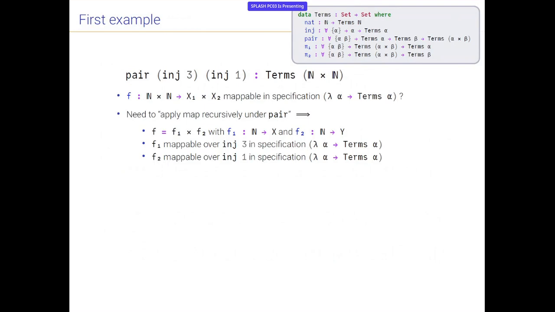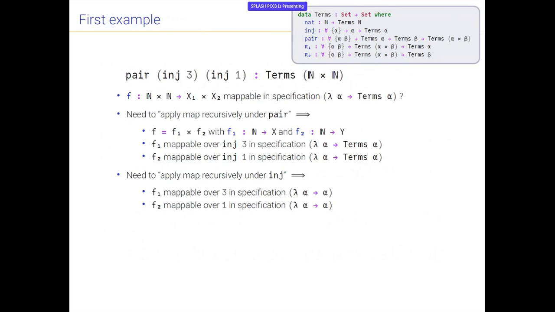Okay, and now I continue my recursive calls. I need to see if asking for f1 to be mappable over int 3 entails more constraints or not. Well, it happens that if I look at the constructor int, then mapping something under the int is trivial because we just end up with a variable. So here we don't have any constraint appearing. The same for f2 being mappable over int 1, which just means, well, can I apply f2 to 1? And so we don't have any further constraint on f1 and f2. So the only constraint that we have is the one appearing in the first step.